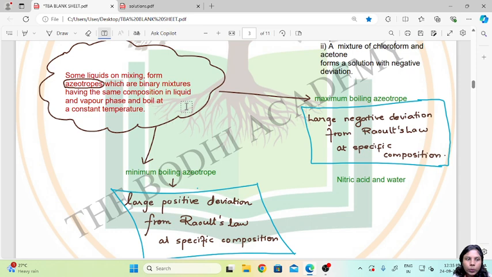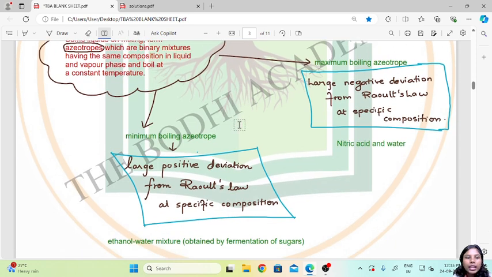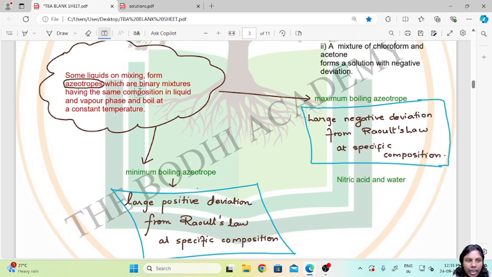Now there are some exceptional liquids which, on mixing, form azeotropes. These azeotropes, which are binary mixtures, have the same composition in the liquid and vapor phase and boil at a constant temperature. So their composition is the same in the liquid and the vapor phase, and they also boil at a constant temperature. Azeotropes are divided into two categories: the maximum boiling azeotrope and the minimum boiling azeotrope.